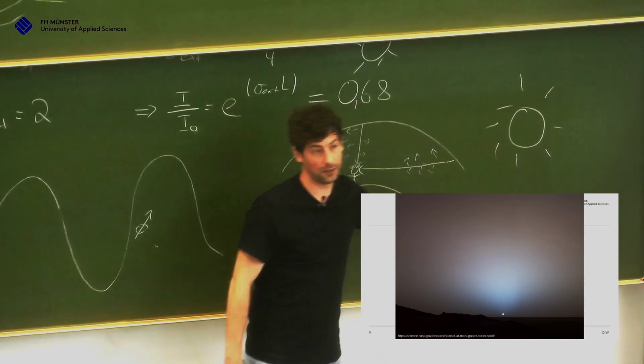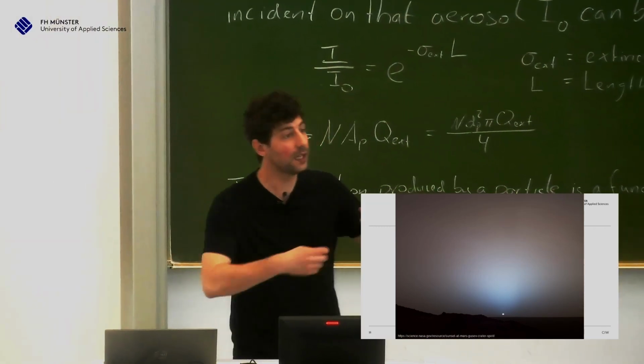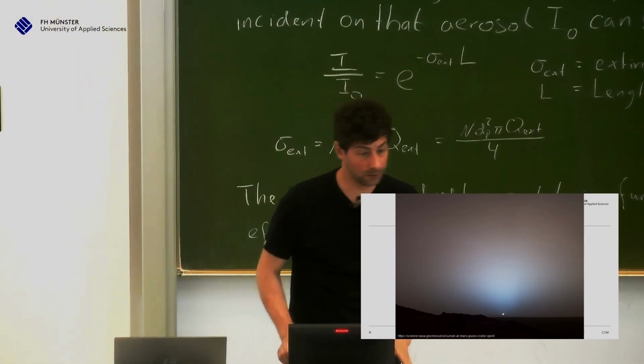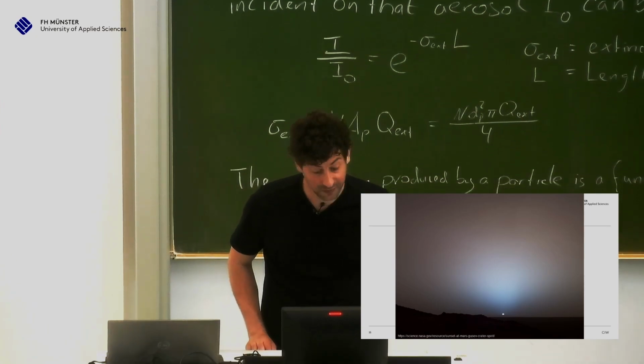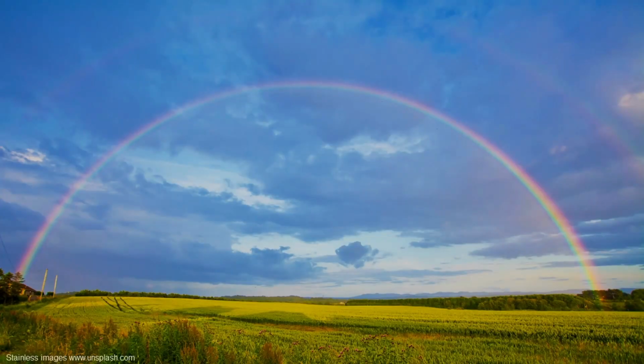Okay. So instead of a red sunset, on Mars we have a blue sunset because of the thinner atmosphere and a lot of very small dust particles. What happens here? Yeah? Yeah.